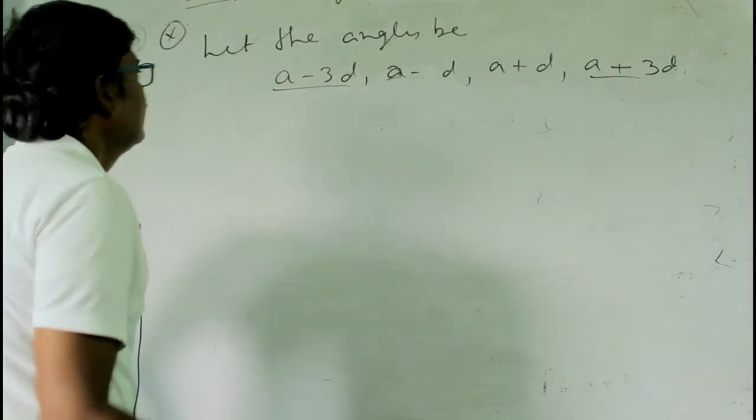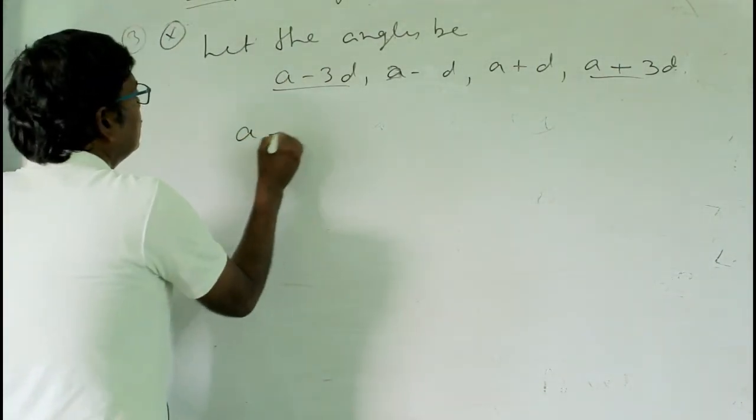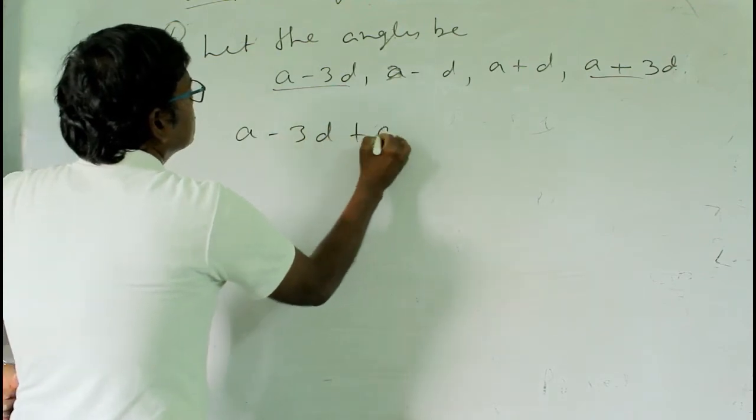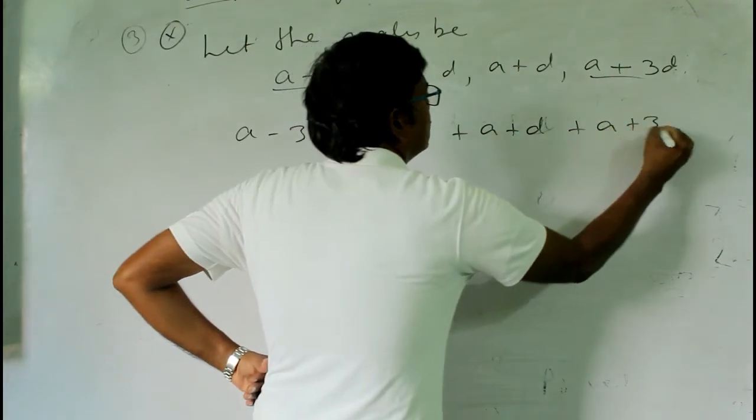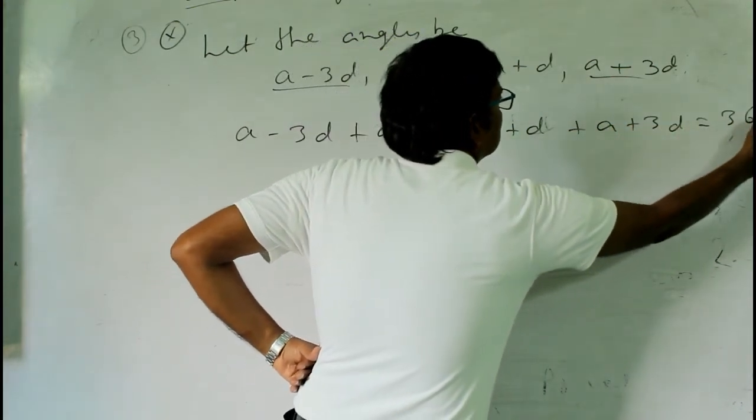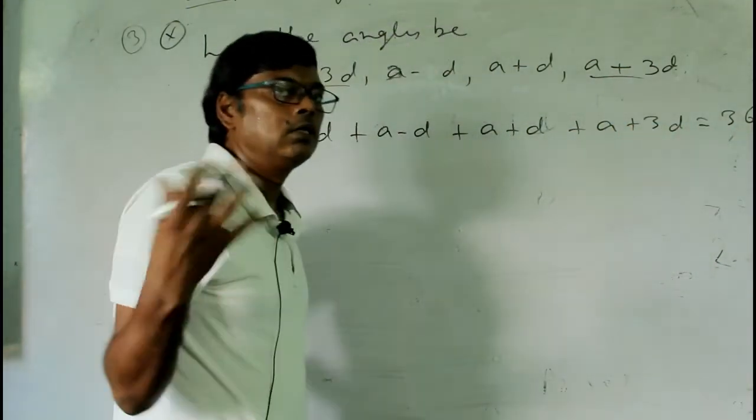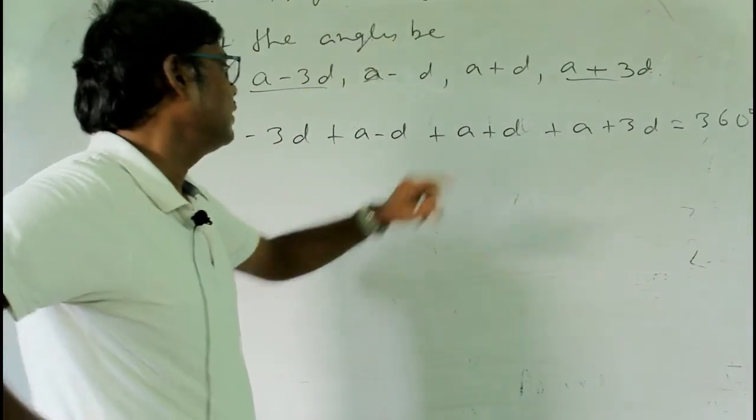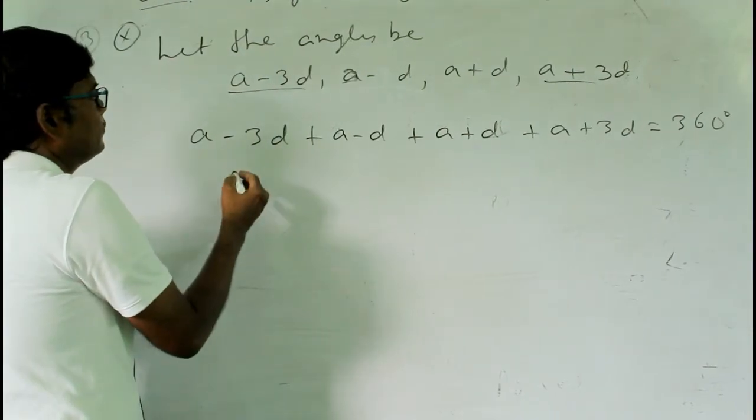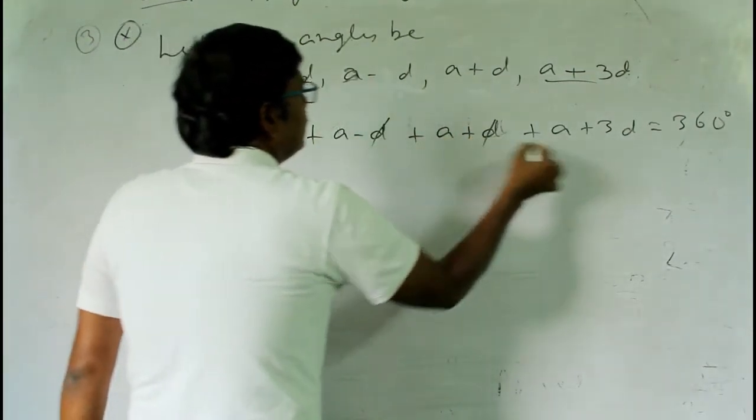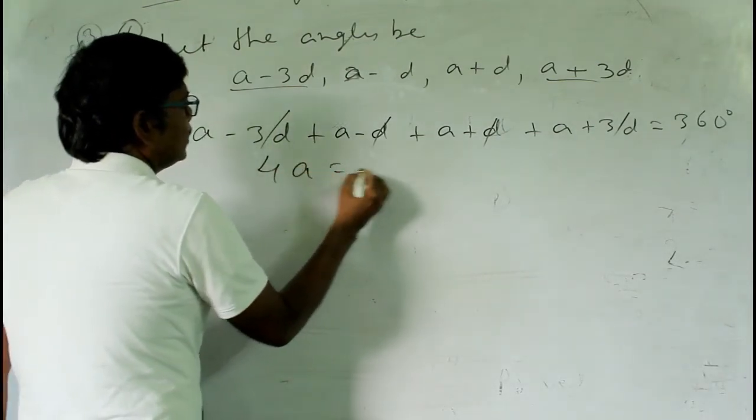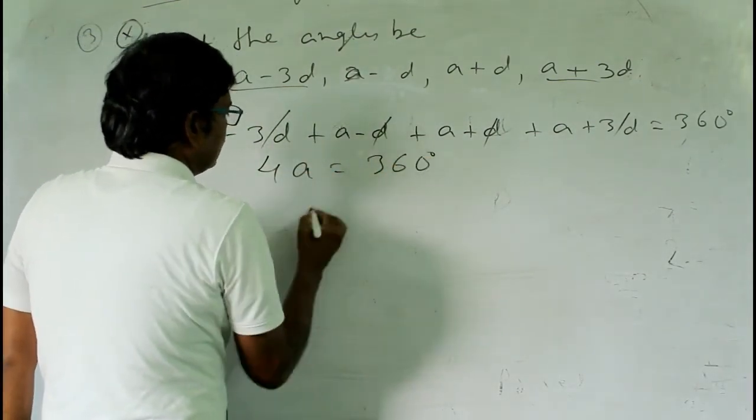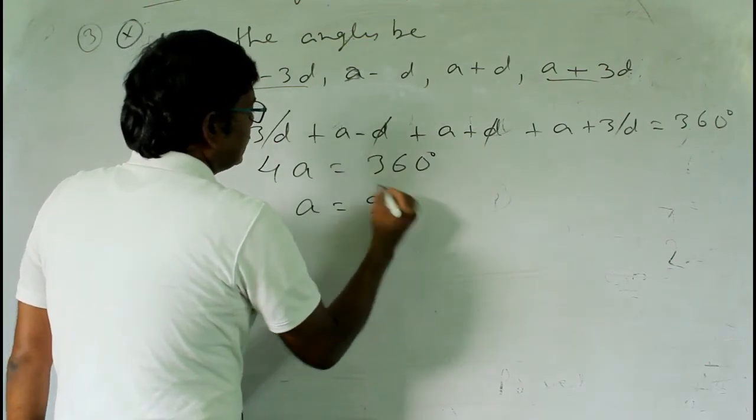So here first you will write that A minus 3D plus A minus D plus A plus D plus A plus 3D equal to how much? It is 360 degrees. This is the property of the quadrilateral. Add it here, so the 3D and D will cancel out. So you have 4A equal to 360 degrees, then A will be equal to 90 degrees.